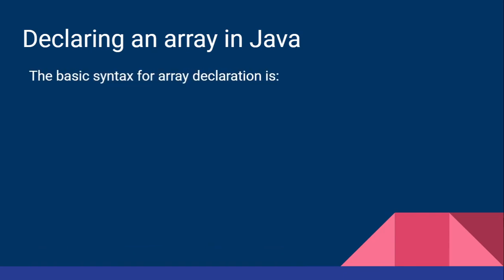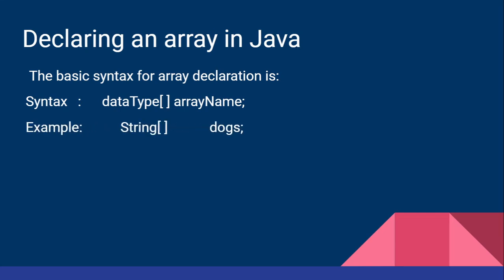So this is the basic syntax of array declaration. We have to declare the array syntax: data type, the square bracket, the array name. Now here the example is String dogs. So here String is the data type, the square brackets represent the array, and dogs is the name of the array.